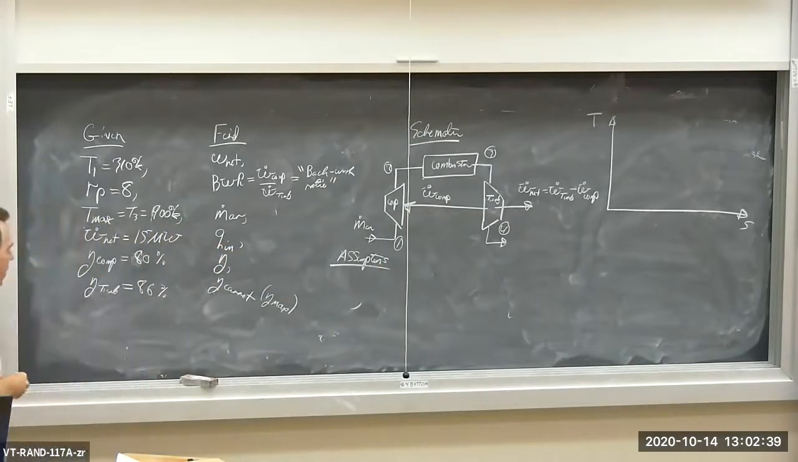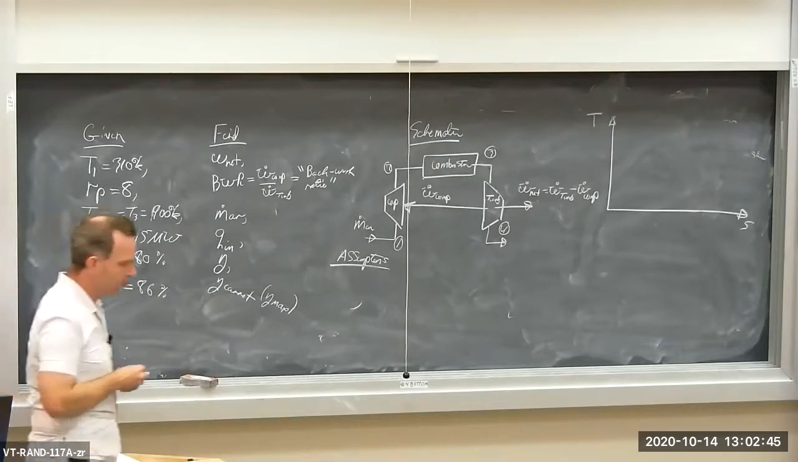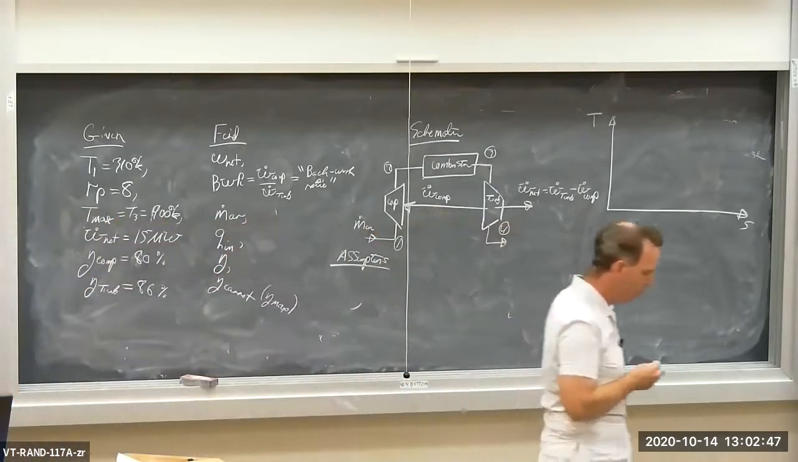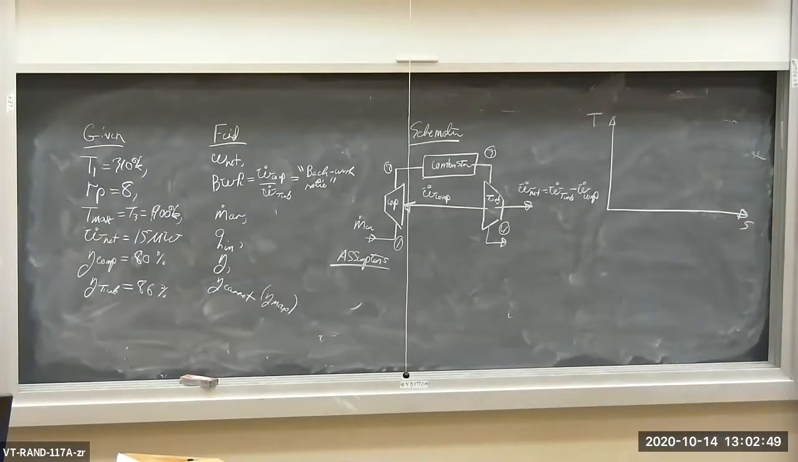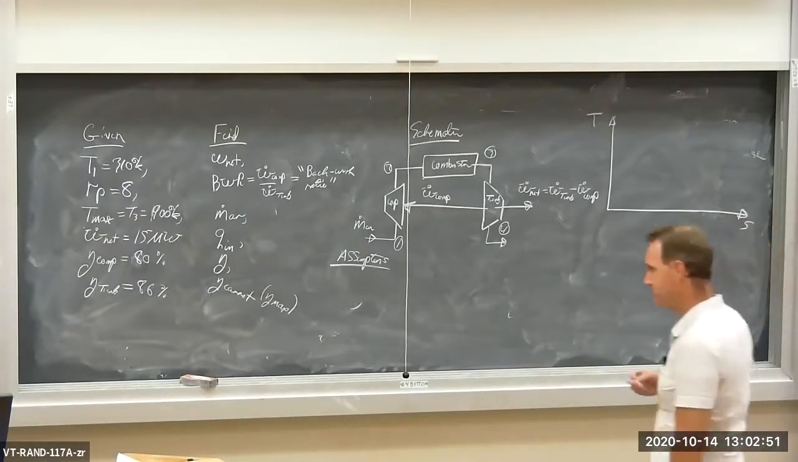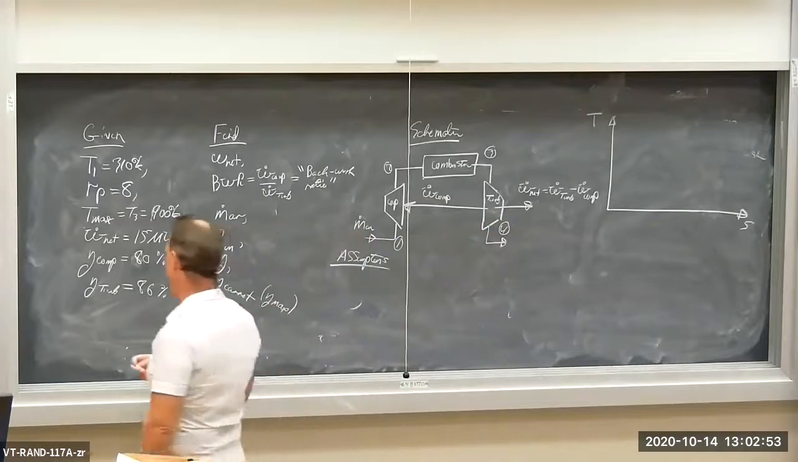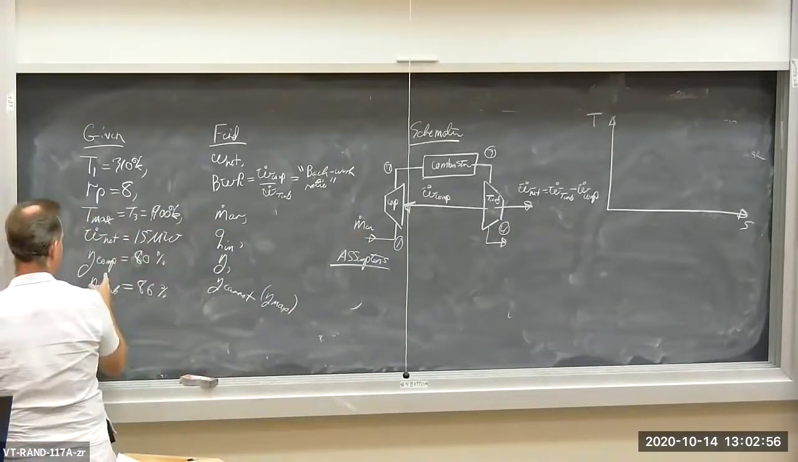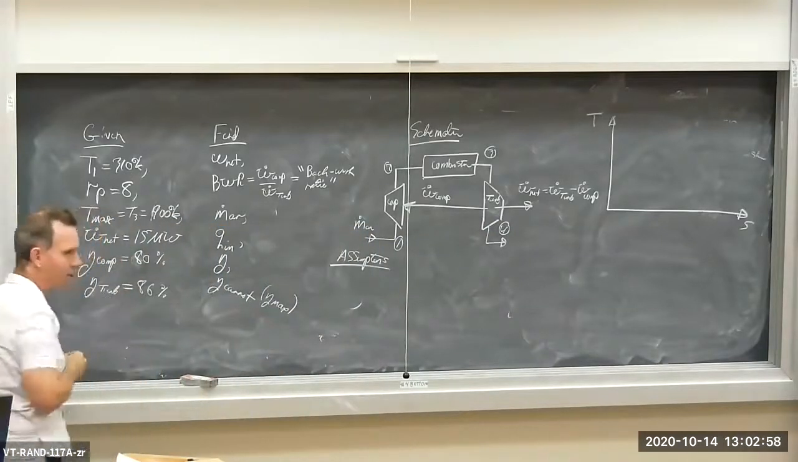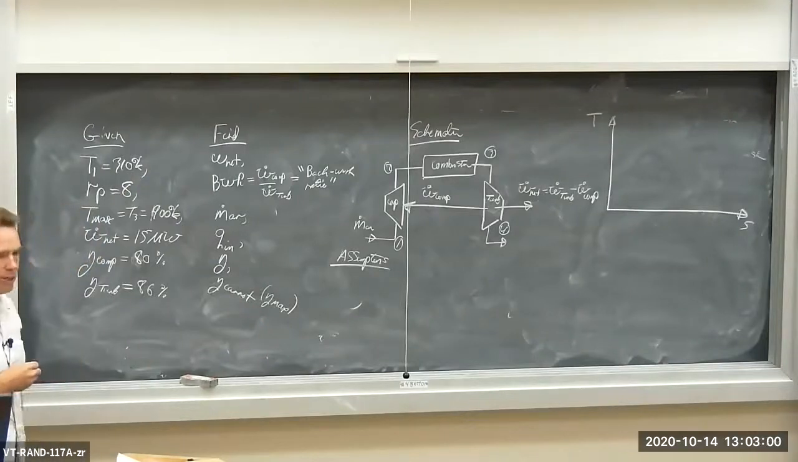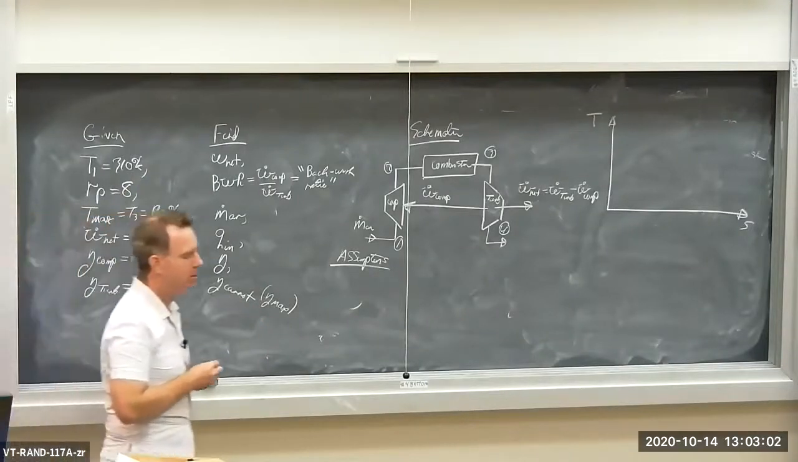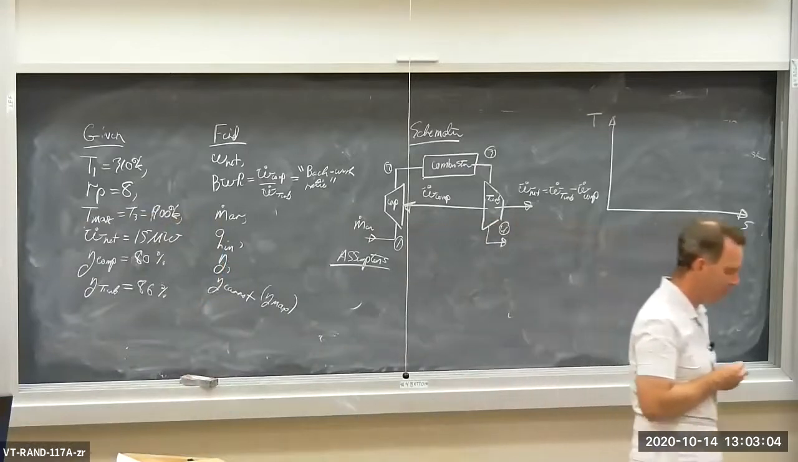The maximum temperature is 900 degrees Kelvin. So we heat up the air by up to 900 degrees Kelvin. The net power produced by the gas turbine is 15 megawatts. And the isentropic efficiencies for the compressor and the turbine are 80 and 86% respectively. These are not isentropic turbines and compressors.